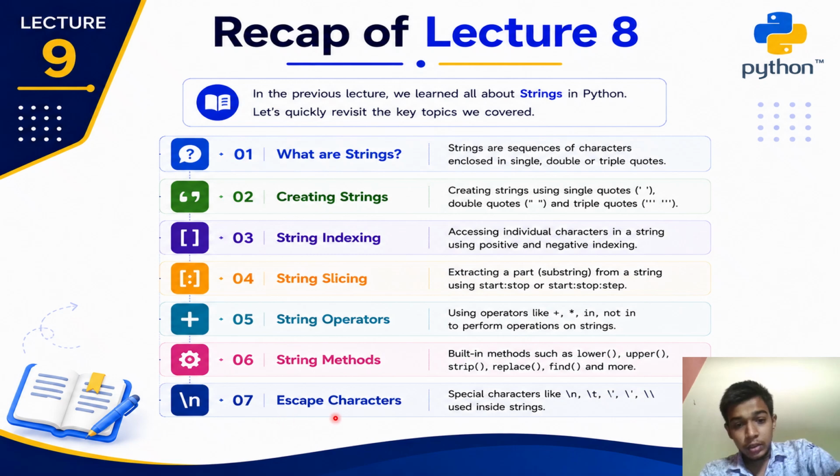Finally, we concluded our topic with escape characters like \n, \t, double quote, and many more. These special characters help us format text and include special symbols inside strings. Now that you have refreshed your memory of the important concepts of strings, you are ready to move on to the next exciting topic, which is lists in Python. So moving on to our next topic, let's get started.